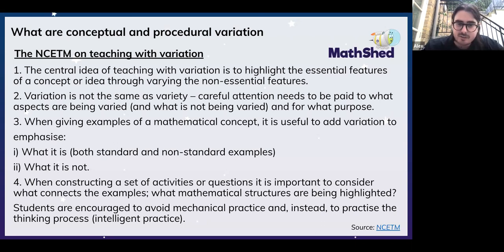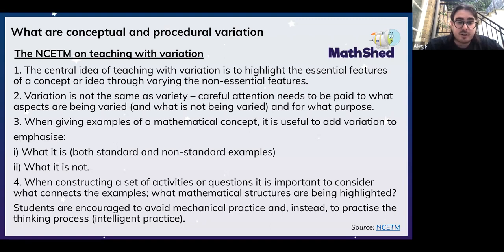When constructing a set of activities or questions, it is important to consider what connects the examples, what mathematical structures are being highlighted. So again, as with the number bond example, you could have number bonds to 10 at random, or you could carefully sequence questions such that children are going through particular bonds, the 2s and the 8s to 10, the 3 and the 7, 4 and 6, and so on and so forth. And you could order it in some way that it goes up and down, like you have 1 and 9, and then 2 and 8, and so on and so forth. We'll look at that in more depth in a moment.